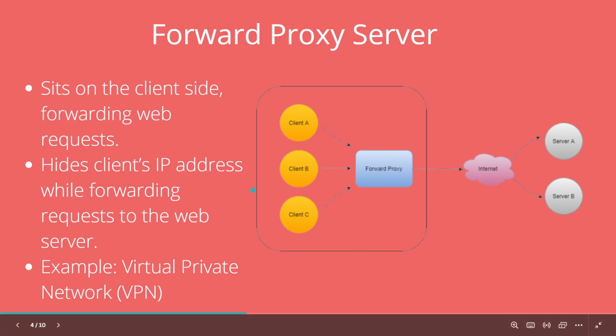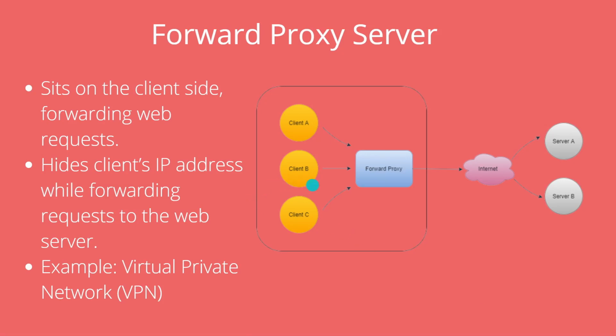A forward proxy server is a server that sits on the client side. When a client makes a request to a server, for example, you want to access google.com, the request will first go to the forward proxy, then get forwarded to google.com. The google.com server will process the request and return it back to the proxy server, which is going to be forwarded back to the client. An example of a forward proxy server is a virtual private network.